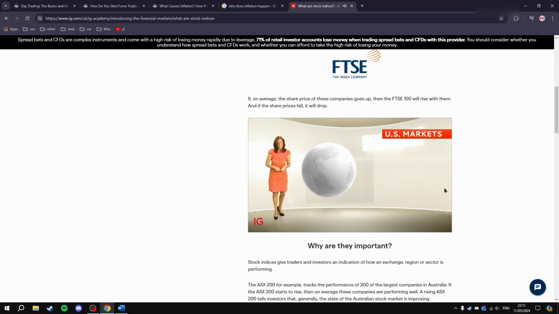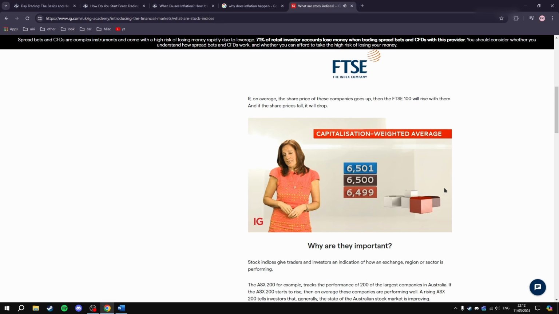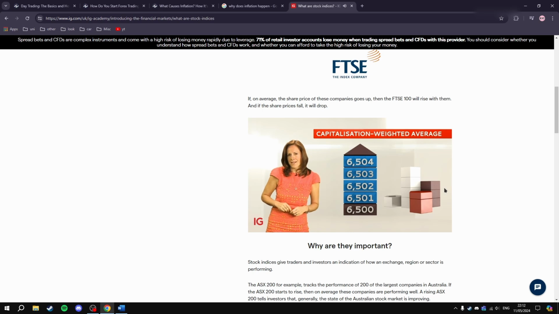Now in the US, as well as the Dow Jones and Nasdaq, you also have the S&P 500. In Europe, there's the DAX and the CAC. And in Asia, the Hang Seng, Nikkei and ASX. Most of these are calculated using a capitalization weighted average, which means the size of each company is taken into account. The more a particular company is worth, the more its share price will affect the index as a whole.